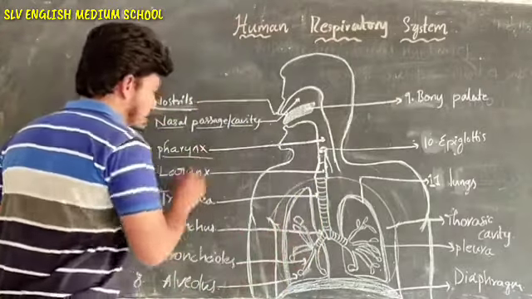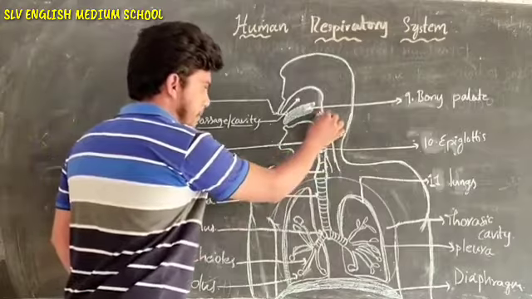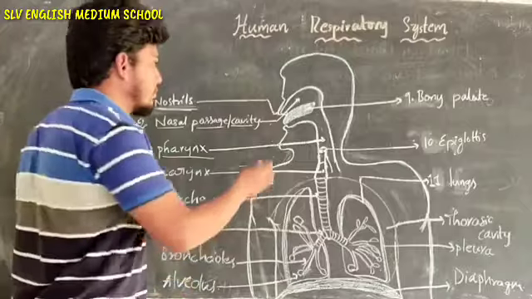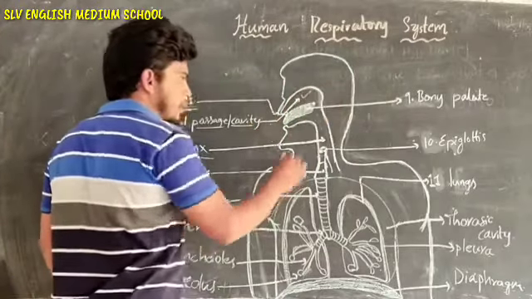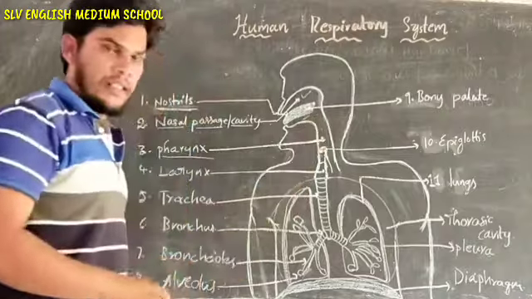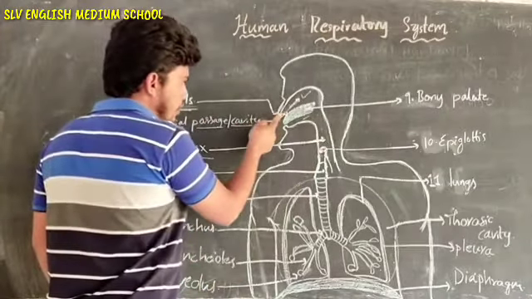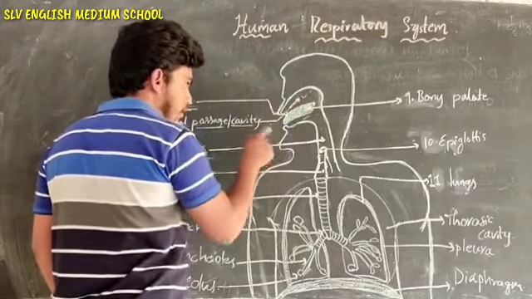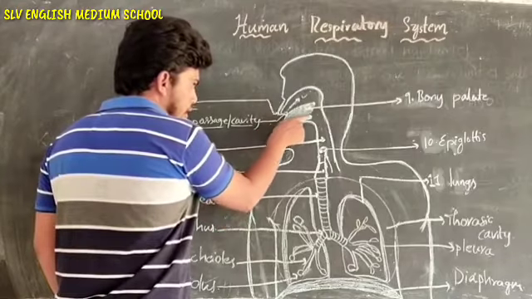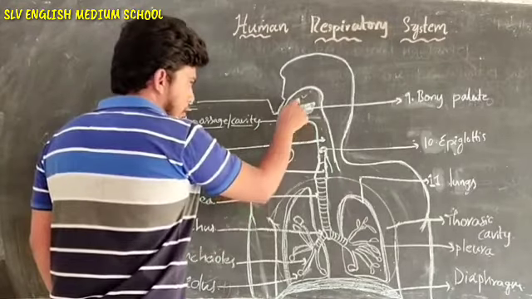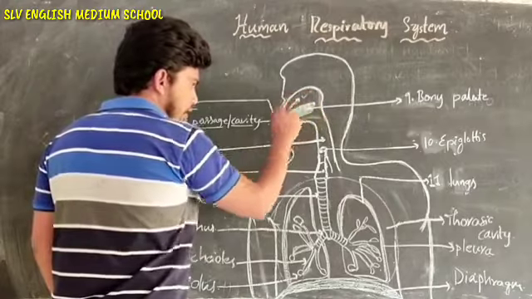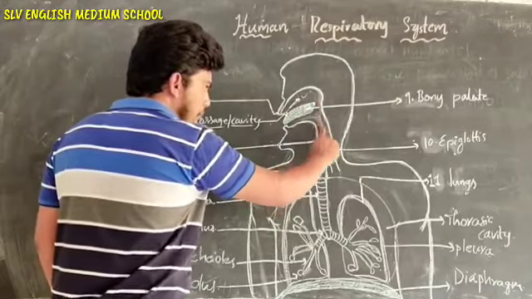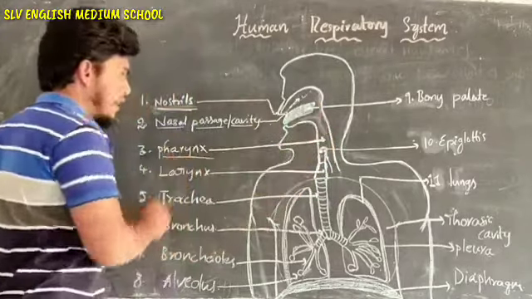the pharynx. The third part is the pharynx. The pharynx is the common part of the respiratory tract and digestive tract. For example, this is the nose, and the air enters through the nose, the passage of the nose, the respiratory tract. And this is the mouth, where the food enters. So the nasal cavity and the mouth, the oral cavity, both open into a common tube. That common tube is called the pharynx.